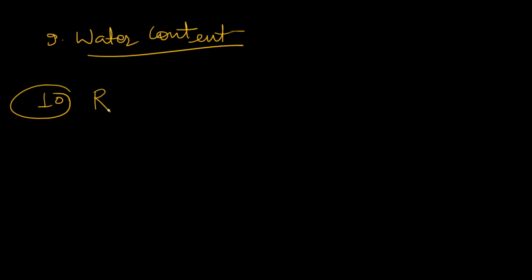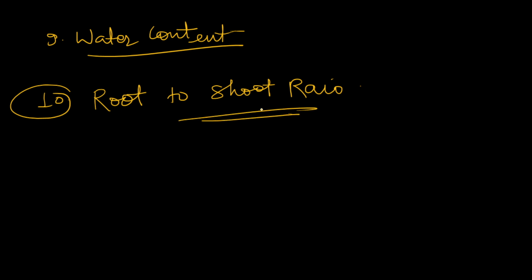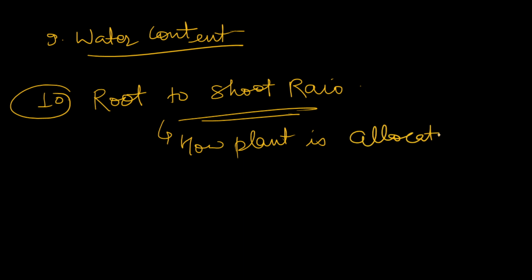And last, but the most important, is the root to shoot ratio. So it provides a great insight into how well a plant allocates its resources. How the plant is allocating its resources. It also gives you details about the type of plant, how the plant is growing, how the plant is adapting to the environment.